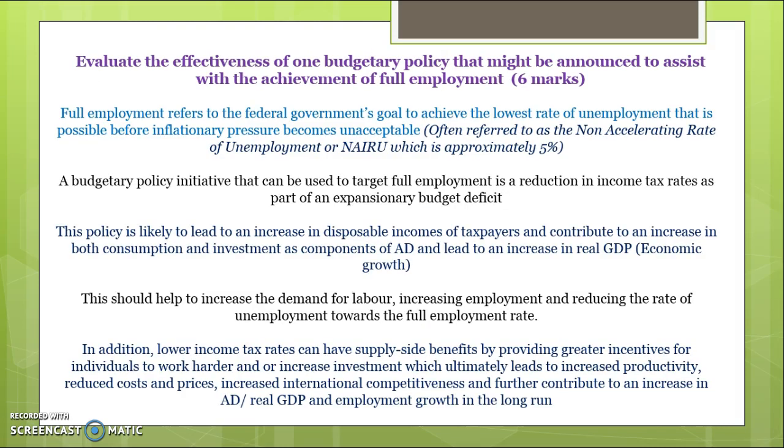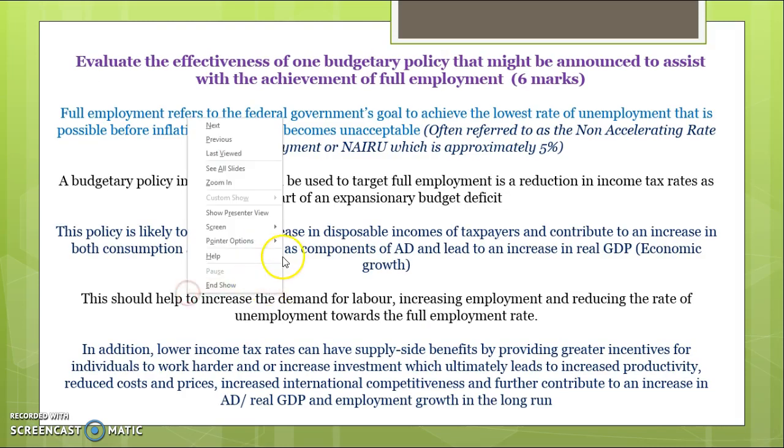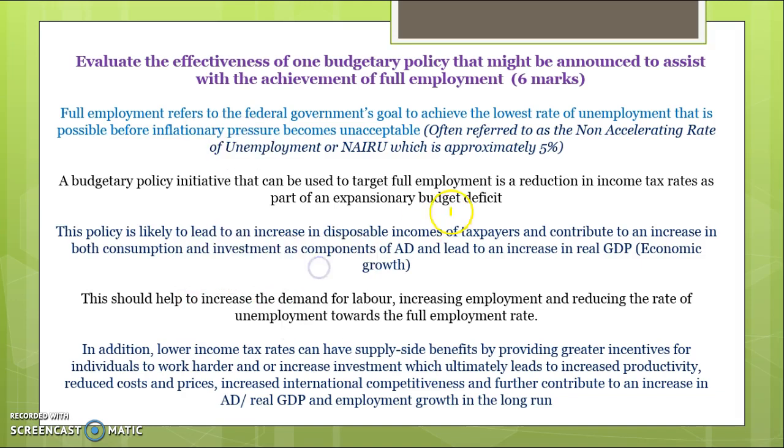So if you're looking at income taxes, and I'll do this quite quickly because I did go through it in the other video, you need to be able to define the goal of full employment at the start of your answer. One budgetary policy to target full employment would be lower income tax rates. Then you need to talk about the benefits of lower income tax rates for growth. So one, it leads to increased disposable incomes, that leads to increased aggregate demand, and that should lead on to increased spending and therefore increase real GDP.